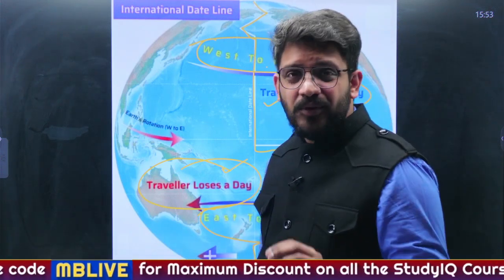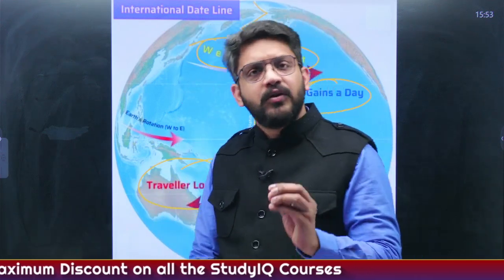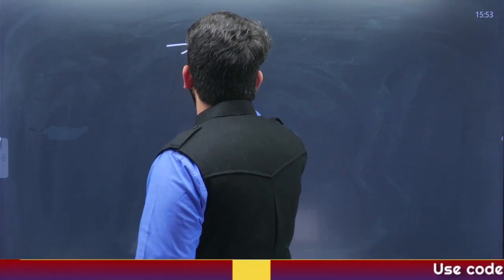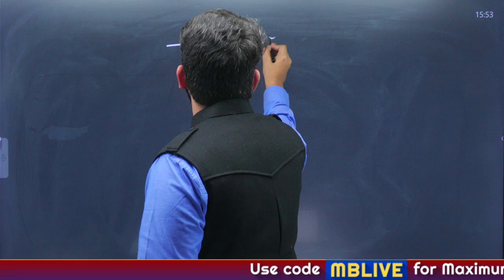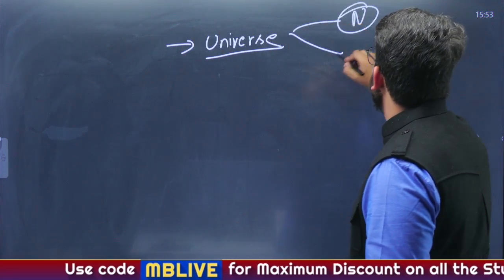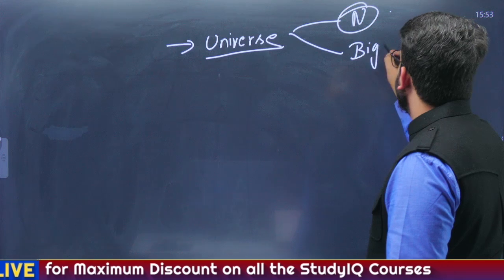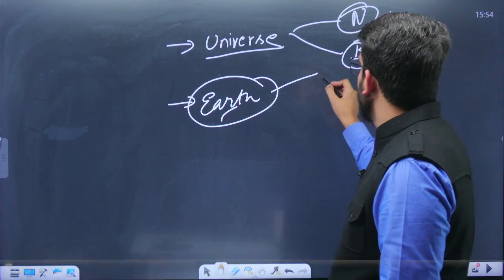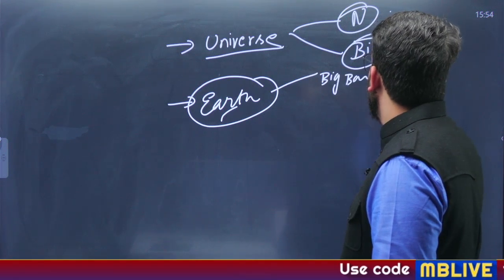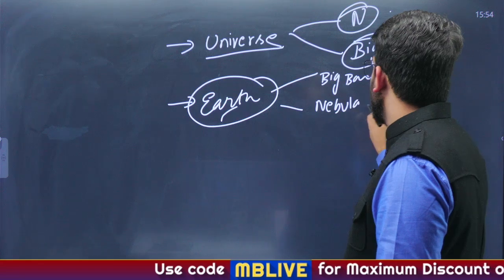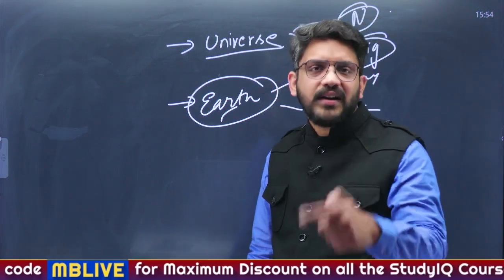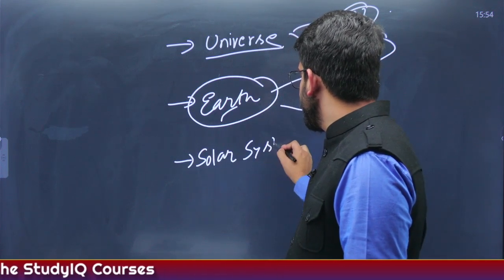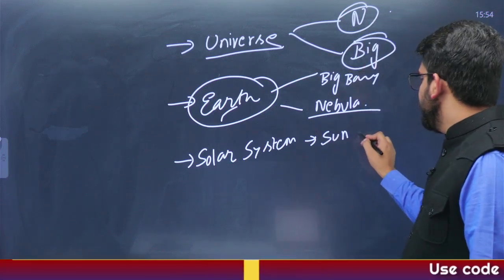You will find all these things in your first chapter. So we have studied, just revise them. Universe, nebular hypothesis or Big Bang, Earth, same, Big Bang, nebula. Nebula, we have understood what is centripetal, centrifugal, gravitational force. Then solar system, sun plus 8 planets.